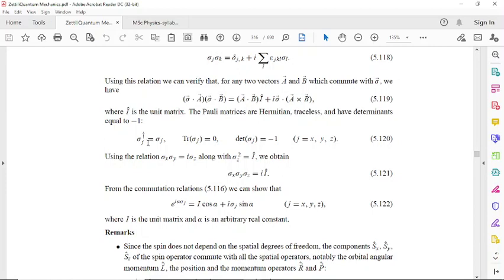Sigma j dagger equal to sigma j. Trace of sigma j equal to 0. Determinant of sigma j equal to minus 1. Using the relation sigma x sigma y equal to i sigma z, along with sigma z square equal to I, we can write sigma x sigma y sigma z equal to i I.